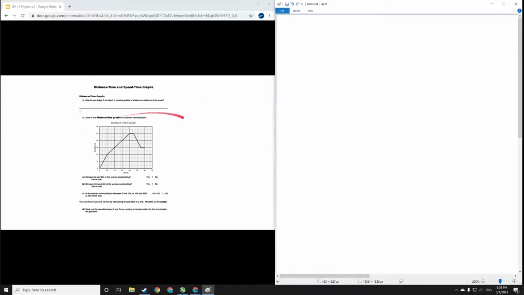Look at this distance time graph for a woman walking below. Between 0 and 10 seconds, is the woman accelerating? Yes or no? Well, let's look at this line here. If we want to see if the woman is accelerating, we simply need to see if the line is curving, because if it's a straight line, then that means the speed is constant, right? Which means there's no change in velocity. And so between 0 and 10, we can see there's clearly a straight line, which means that no, the woman is not accelerating.